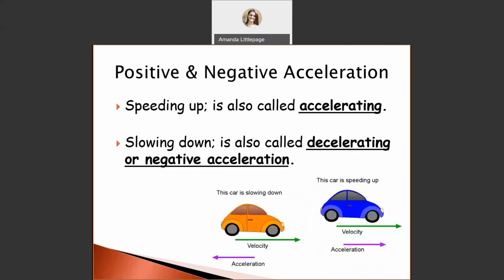What are the differences between speeding up and slowing down in terms of acceleration? Well, accelerating is a positive change in velocity, meaning something is going faster. If it goes slower, you hit the brakes on your car to slow down, you are decelerating or experiencing negative acceleration.